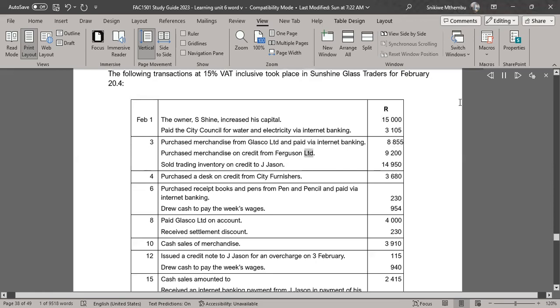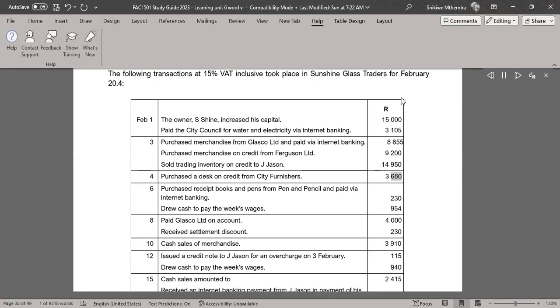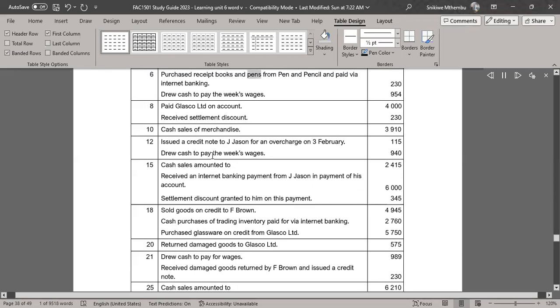Purchased merchandise on credit from Ferguson Ltd., 9,200. Sold trading inventory on credit to J. Jason, 14,950. 4. Purchased a desk on credit from City Furnishers, 3,680. 6. Purchased receipt books and pens from Pen and Pencil and paid via internet banking.